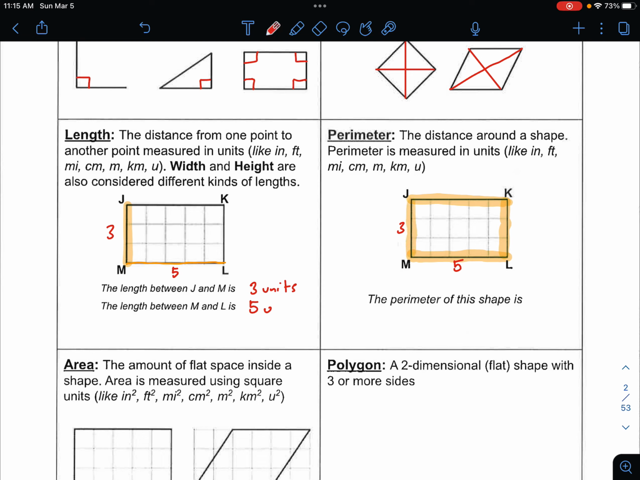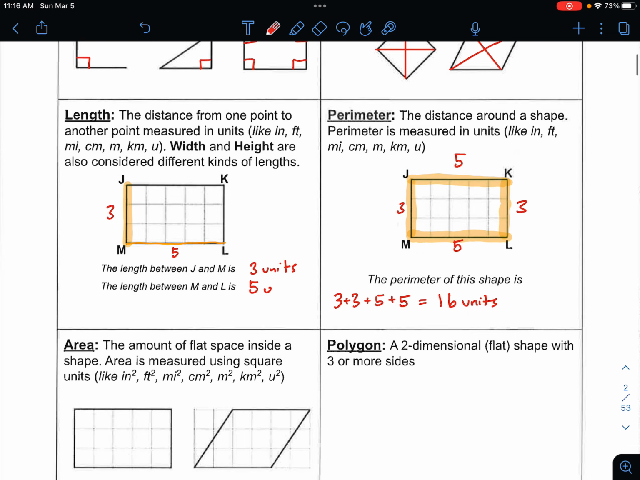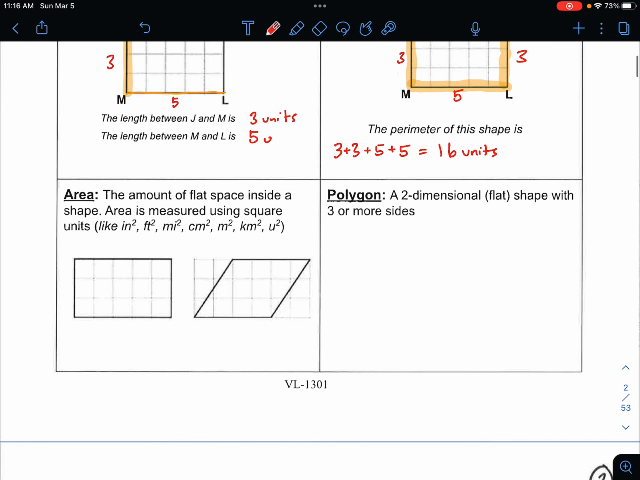Okay, so that's 3, that's 5. This is also 3, and this is also 5. So that is a perimeter of 13. 16, I'm sorry. 5 plus 5 plus 3 plus 3 is 16. So you see 3 plus 3 plus 5 plus 5 equals 16. 16 what? 16 feet, inches, centimeters, 16 units, because I don't quite know what unit that is.